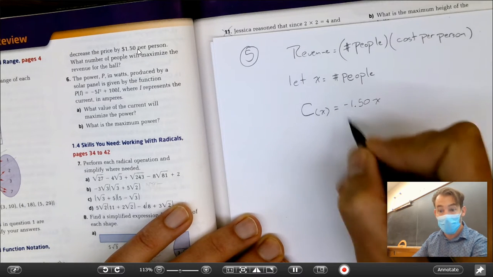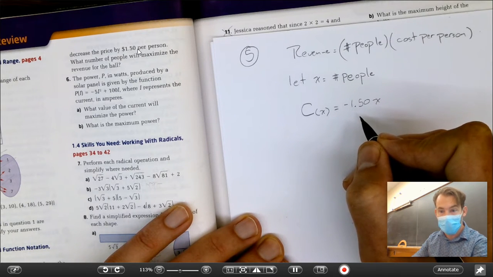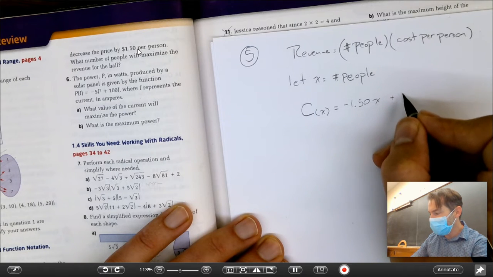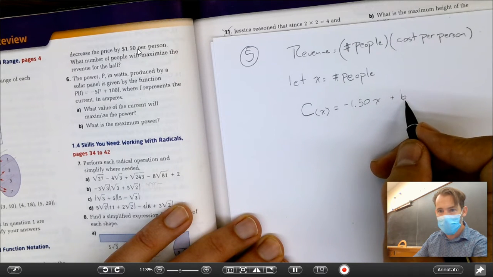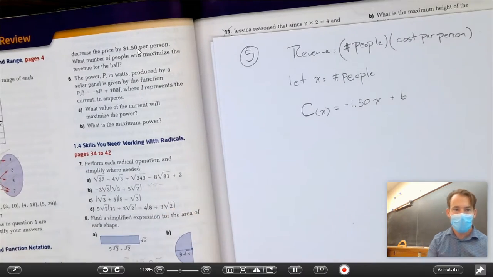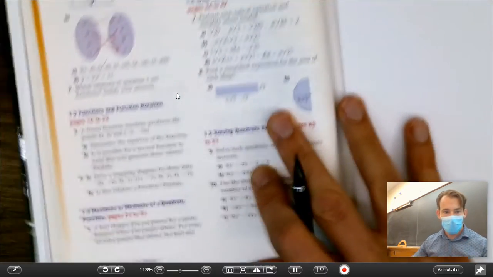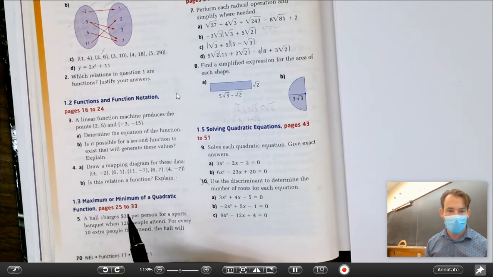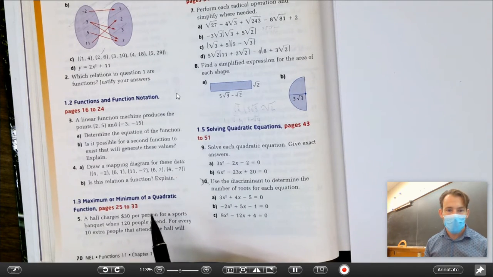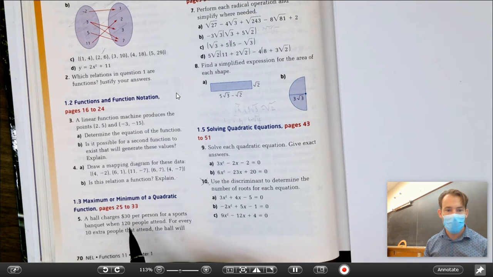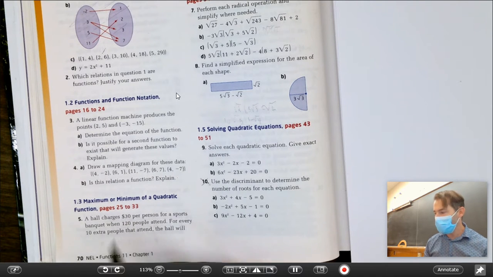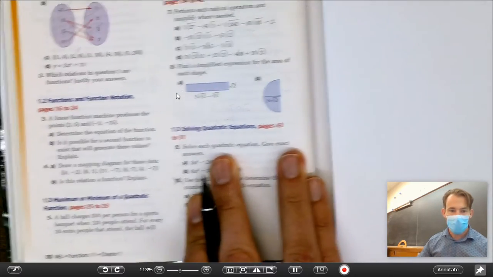That's going to be something that's operating on this cost. But the cost is set at some value. The cost is some value b, right? And we don't know that b yet because they haven't told us. But what they have told us is that they're charged $30 per person when 120 people attend. So that's actually a point. So let's write this point down. It's actually a point on C of x.